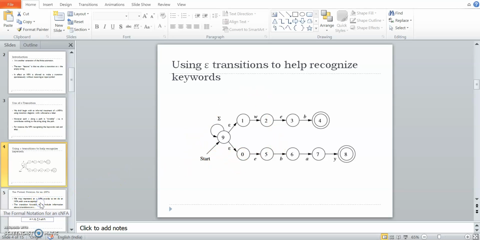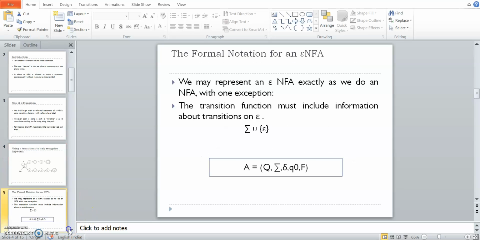Now, we'll see the formal definition of epsilon NFA. What do we mean by epsilon NFA? It is the same as the NFA. We may represent an epsilon NFA exactly as we do an NFA, with one exception: we are including epsilon in the alphabet set. The transition function must include the information about the transition on epsilon. So our alphabet set is now sigma union epsilon.